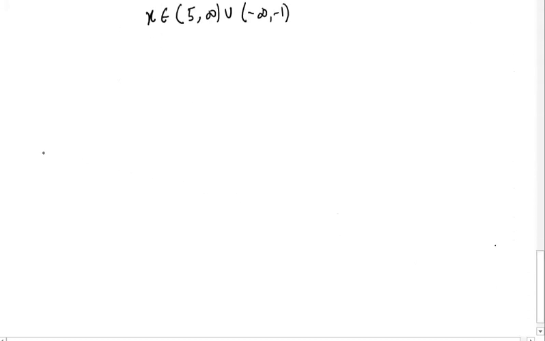Now let's see another question. Mod of x minus 3 is less than 2x minus 4. Find x.